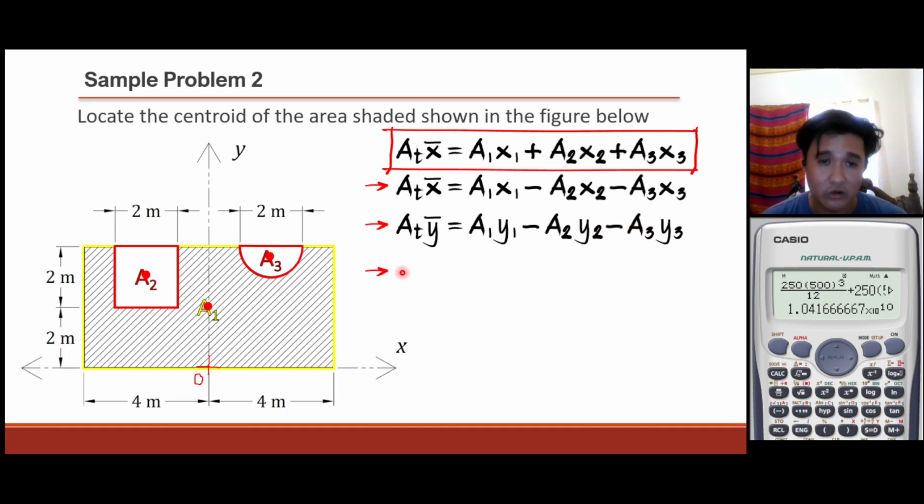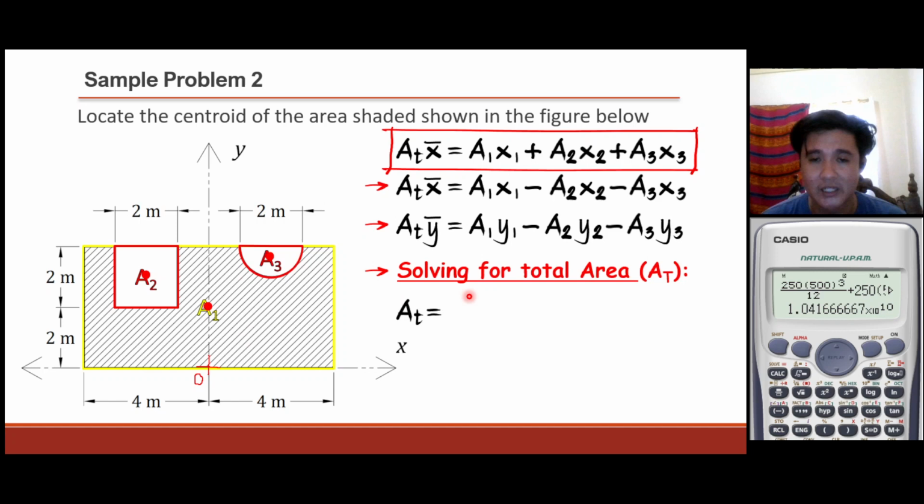Okay? So, first order of business, solve natin yung total area. So, total area is equal to yung 4 by 8. So, this rectangle, we have 2 meters plus 2 meters equals 4 meters. Tapos 4 meters plus 4 meters, 8 meters. So, we have 4 by 8. Tapos, ibabawas natin yung mga butas. So, we have 2 by 2. Tapos, ibabawas natin yung half circle.